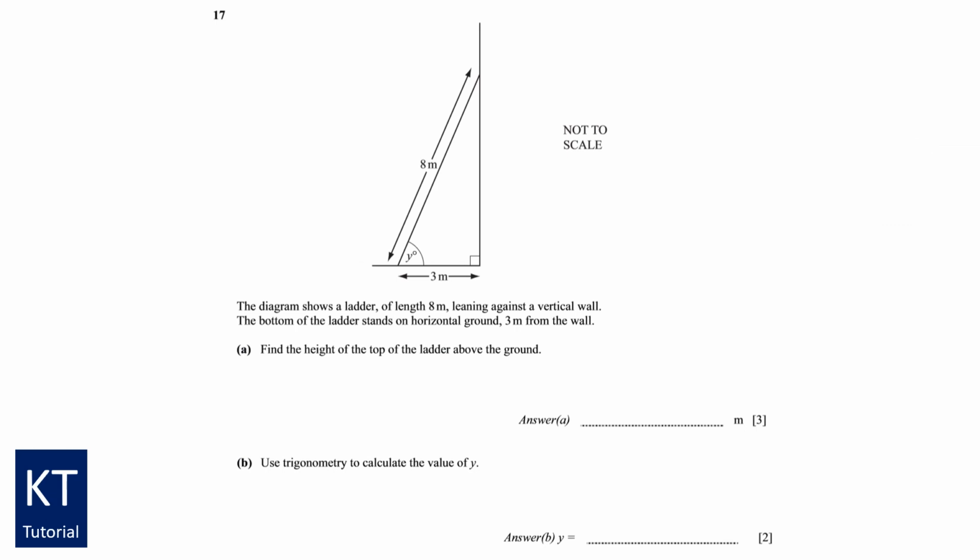Question 17. The diagram shows a ladder of length 8 meters leaning against a vertical wall. The bottom of the ladder stands on the horizontal ground 3 meters from the wall. Find the height of the top of the ladder above the ground. You can identify the height using the Pythagoras formula. Next, use trigonometry to calculate the value of y. Knowing that cos y is equal to 3 over 8, you could solve for y.